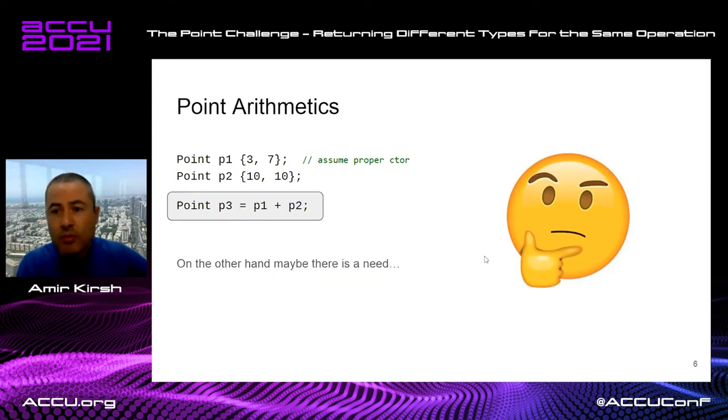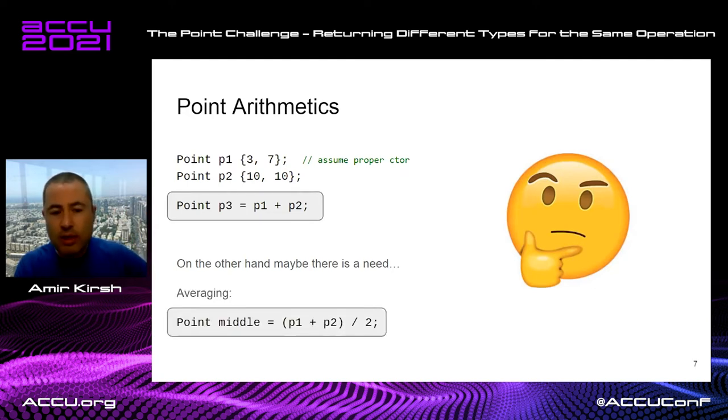On the other hand, maybe there is a need. And there are other choices of doing that, and I will not discuss the other possibilities, but let's suppose that the user wants to find the middle point. And that's correct, that you can find a middle point by first subtracting and getting the difference, and then adding half of the difference to the first point. But let's suppose that the user prefers to just add two points and calculate the average, which is a bit reasonable, I would say.